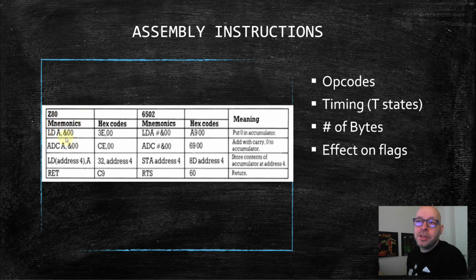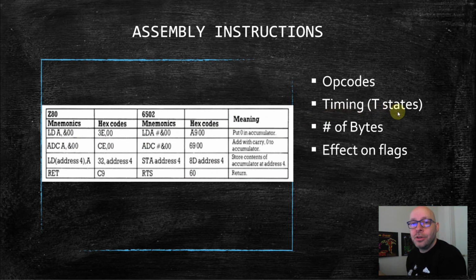And then the other part of the instruction that's included along with the opcodes is something called the operands. So the operands would be the values or the memory locations, etc., that would be operated on by the particular instruction or opcode. All right, let's take a look at the second point here, which says timing or T states.